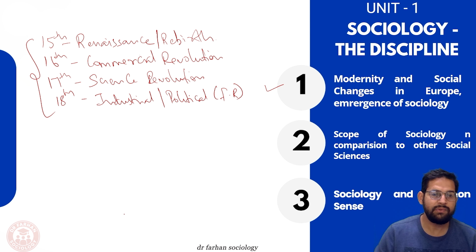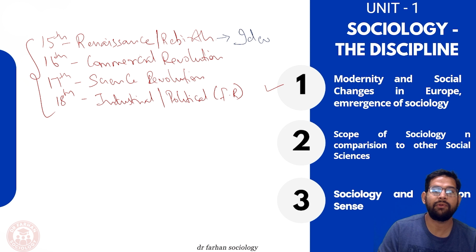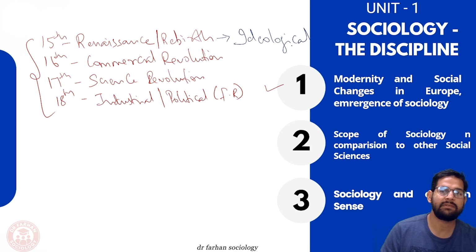Because what are the social changes? If we highlight, every one topic is trying to bring different kinds of social changes. If I'm talking about the Renaissance, this will bring a social change in the ideology of human beings. So this is bringing ideological changes in European society, because the topic is what is the meaning of modernity and what are the social changes in Europe. One social change is that ideological changes are coming.